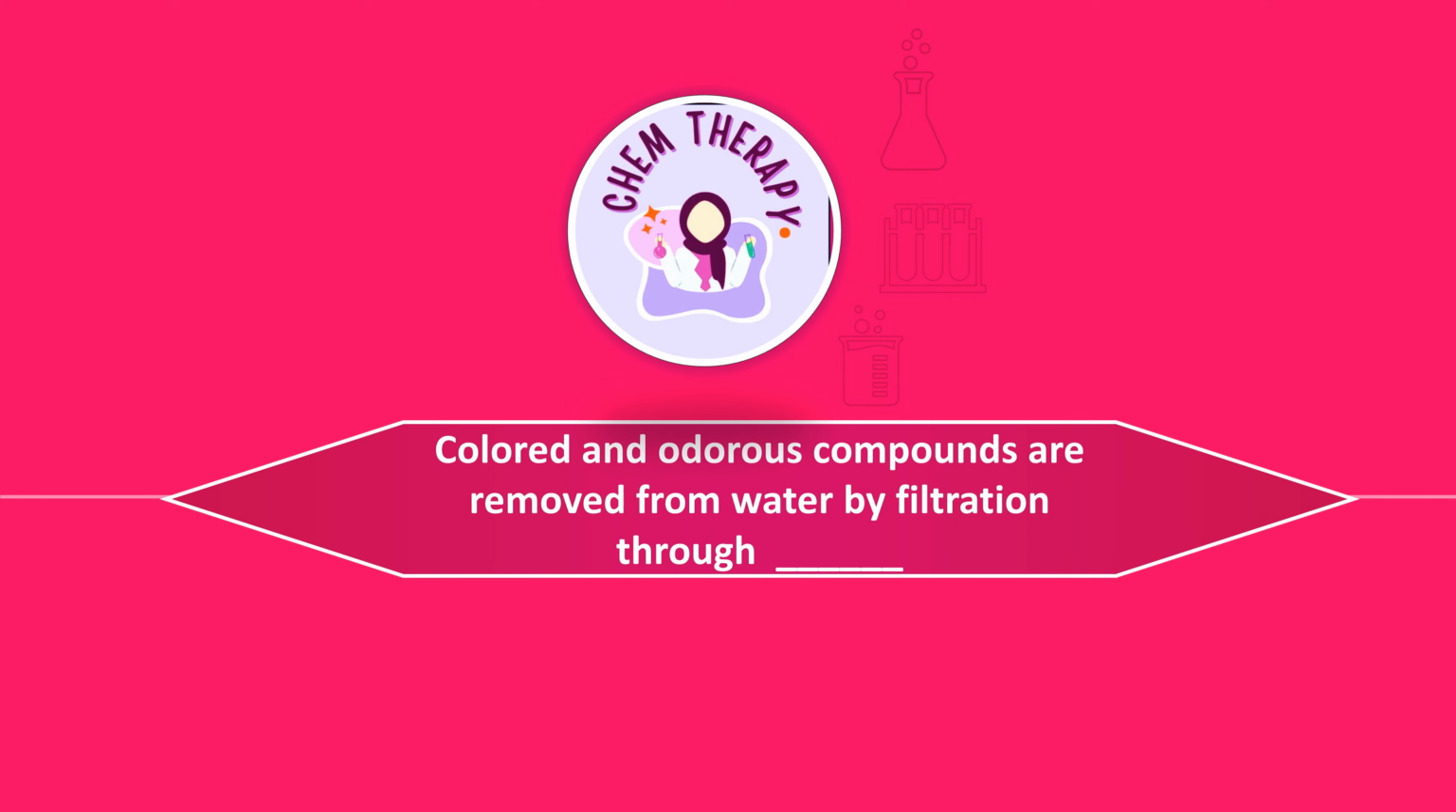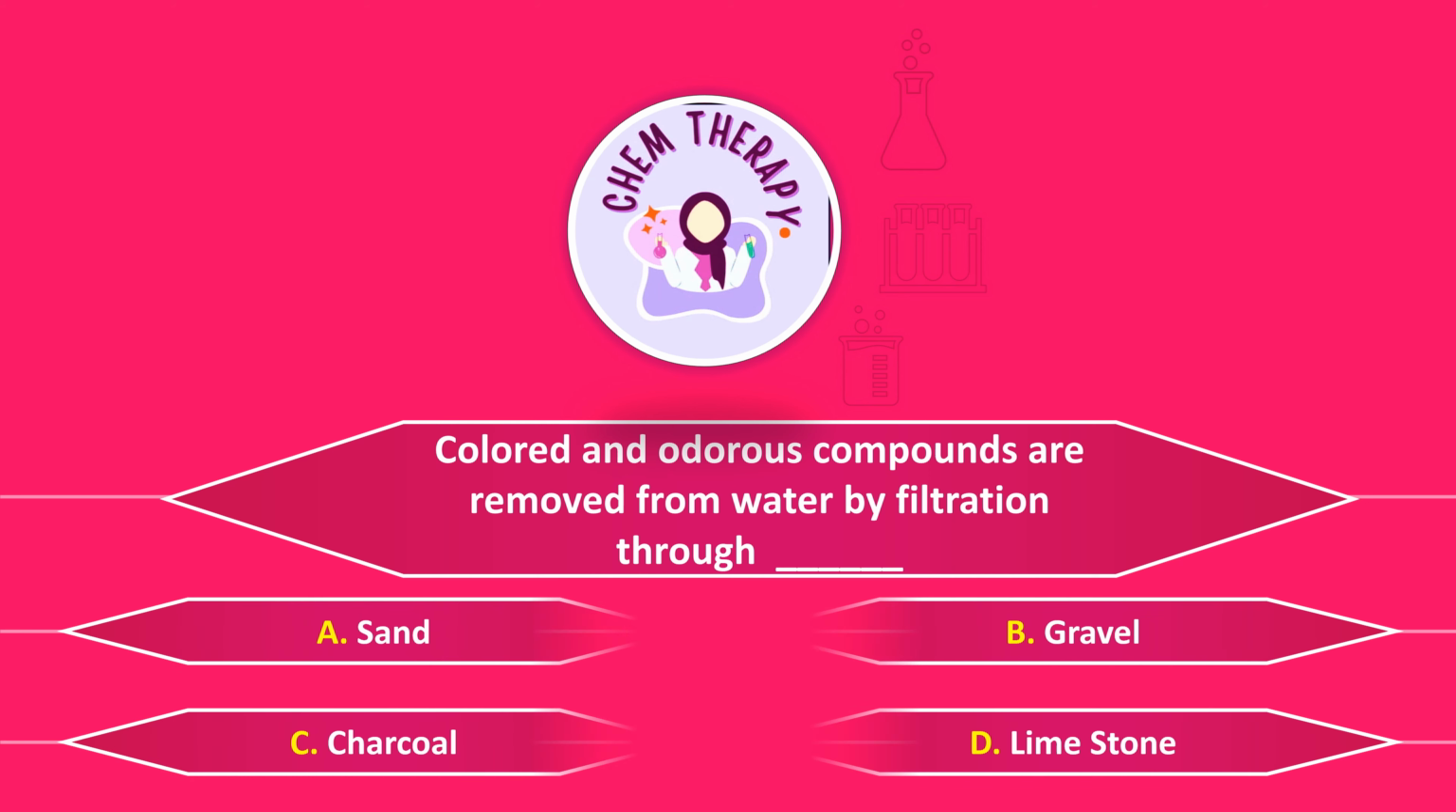Colored and odorous compounds are removed from water by filtration through. Options are: the correct option is C.